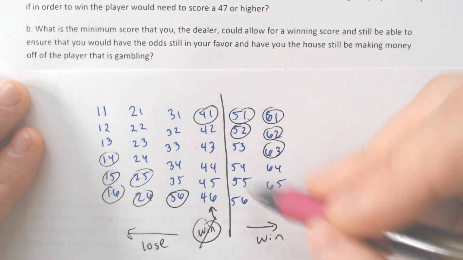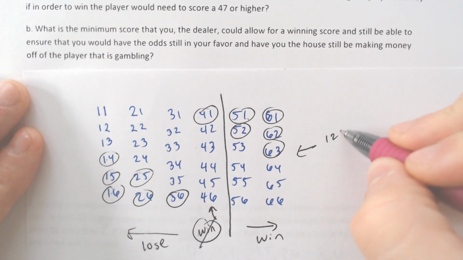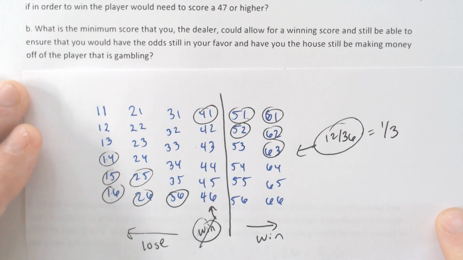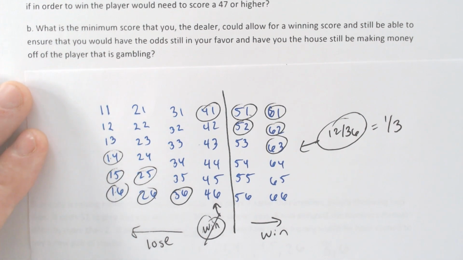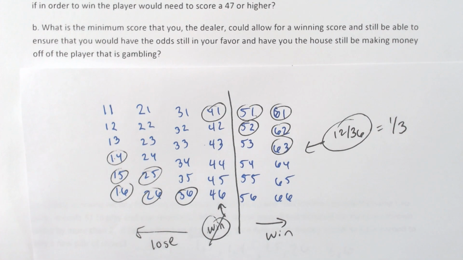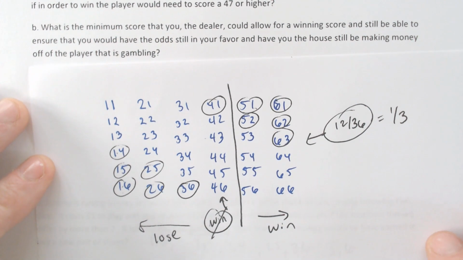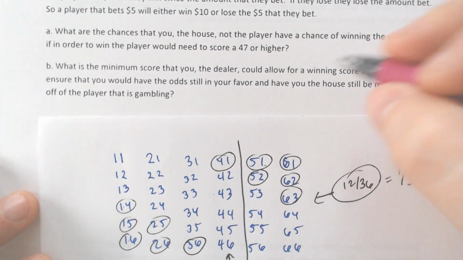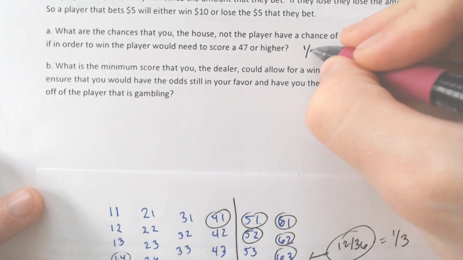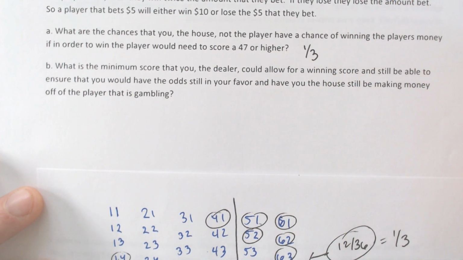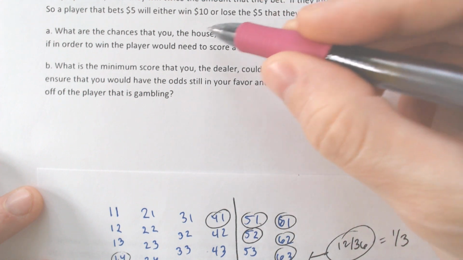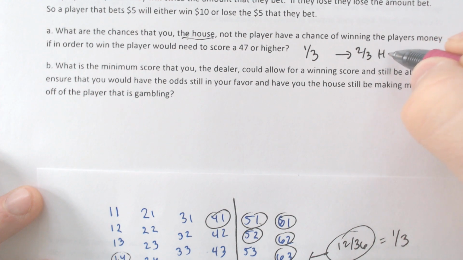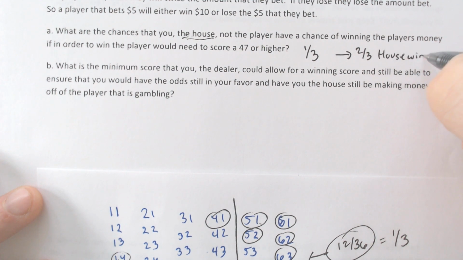So these would be the only wins, which again is 12 out of 36, which is a 1 out of 3 chance of the player winning, which means the house, which is us this time, Johnny in the previous one, will gain 2/3 of the time, okay? So the player has a 1/3 chance of winning, but we are asked what are the chances that you, the house, would win: a 2/3 chance. House wins.